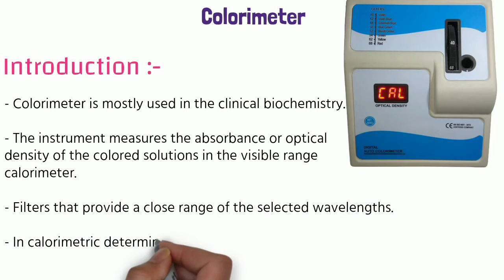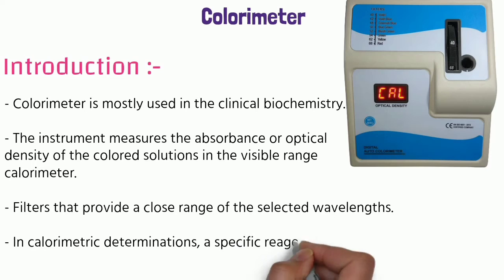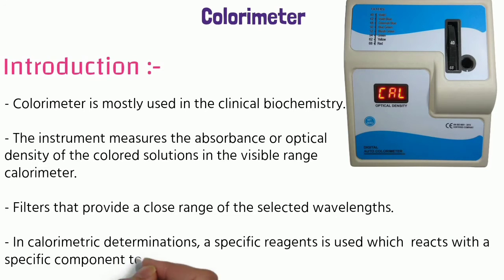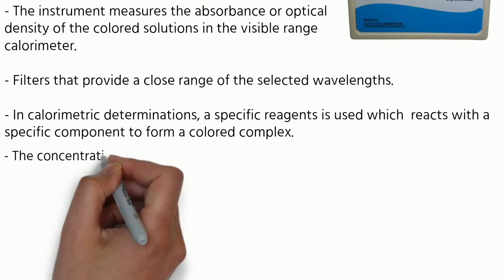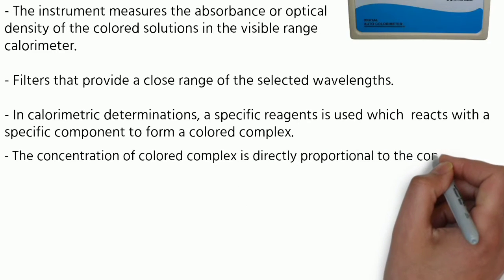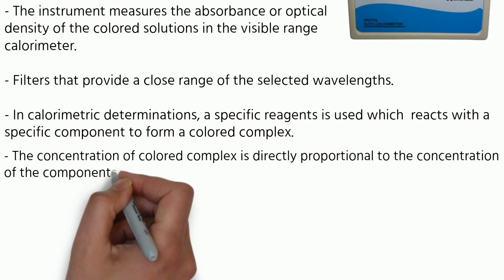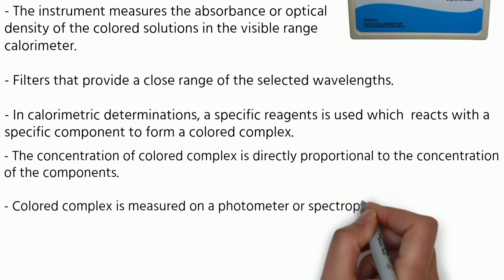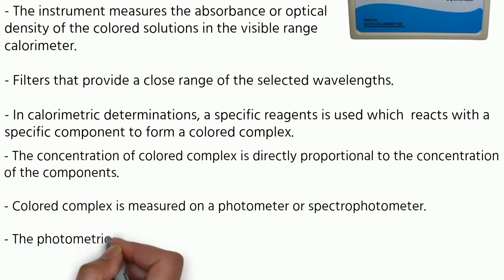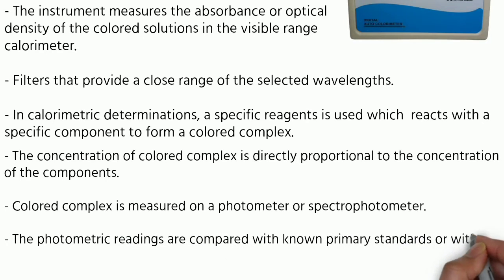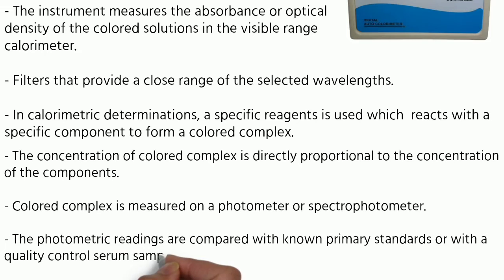In colorimetric determination, a specific reagent is used which reacts with a specific component to form a colored complex. The concentration of the colored complex is directly proportional to the concentration of the component. The colored complex is measured on a photometer or spectrophotometer. The photometric readings are compared with a known primary standard or with a quality control serum sample.